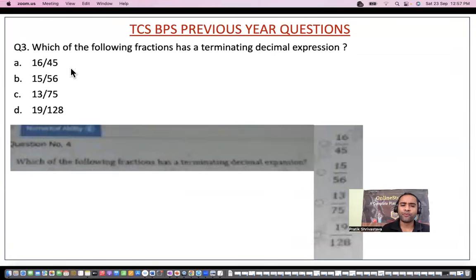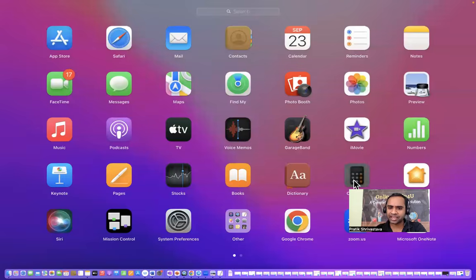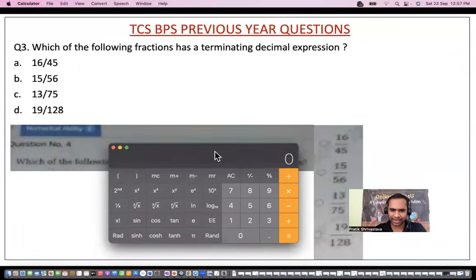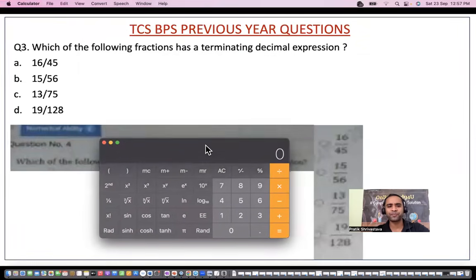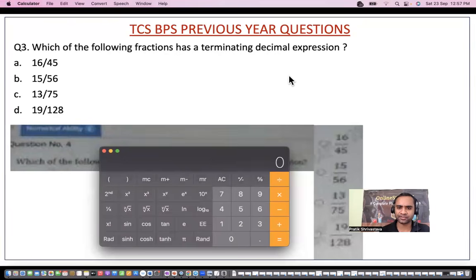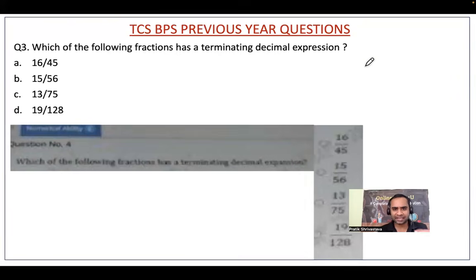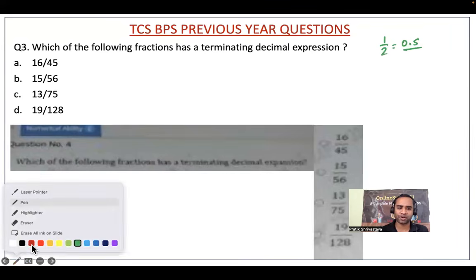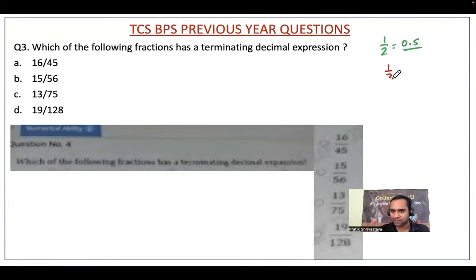Now, which of the following fractions has a terminating decimal expression? In the examination you will also be able to use a calculator. You can quickly find it out, but I will also tell you, friends, few things which you have to understand. See, terminating means, suppose you have 1 by 2, then the value is 0.5. That means it terminated, right? After 0.5 we do not have anything. Now if you have 1 by 3, then it will be 0.33333. It is non-terminating, right?